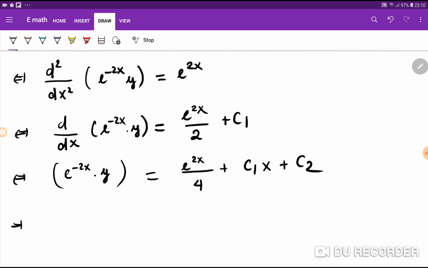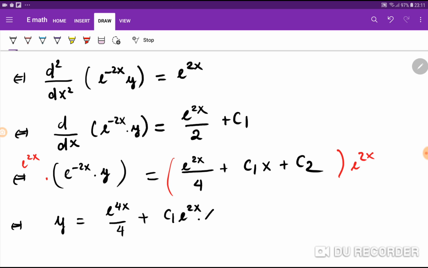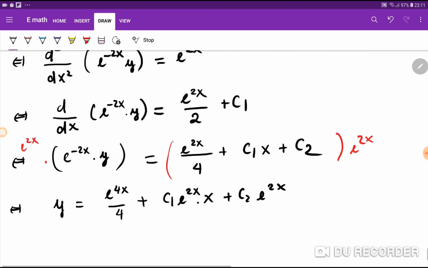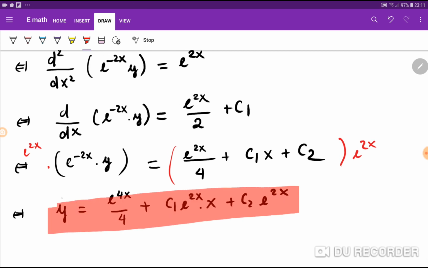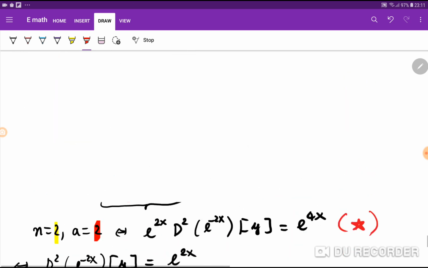So you times both sides by e to the power 2x, and all this times e to the power 2x. What will it get you? It gets you y equals e to the power 4x over 4 plus c1 e to the power 2x times x plus c2 e to the power 2x. Okay, ladies and gentlemen, this is our answer for the second problem. All right, very good.